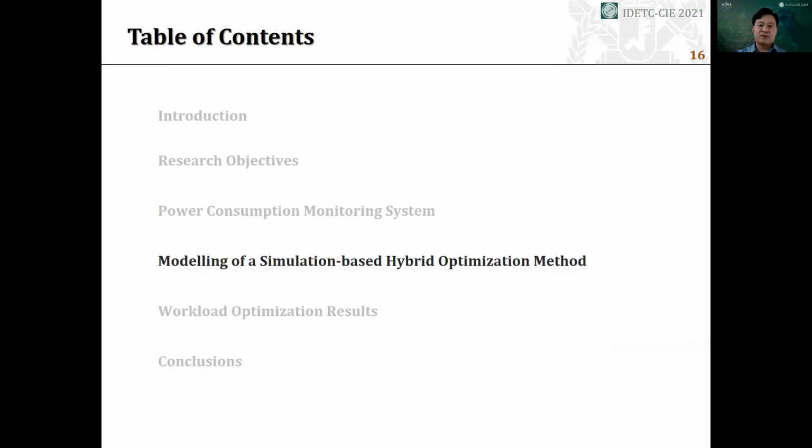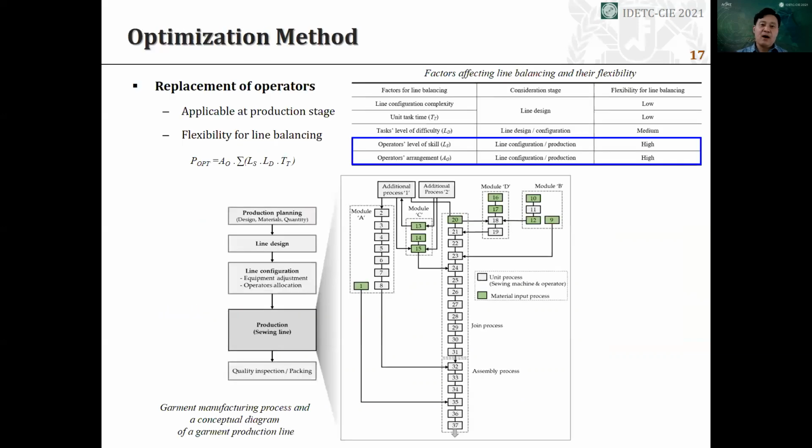Next is modeling of a simulation-based hybrid optimization method. Among the various factors for line balancing, line configuration, unit task time, and level of difficulty are factors determined before the production stage. So in this study, the optimization method was selected to replace the operators, considering the applicability at the production stage and the flexibility for line balancing.